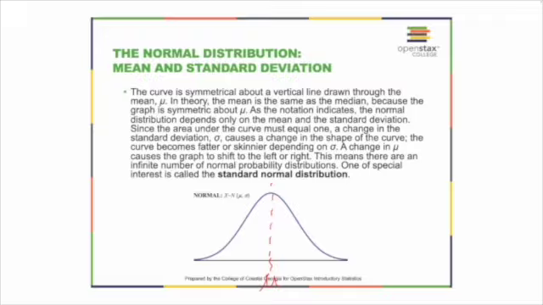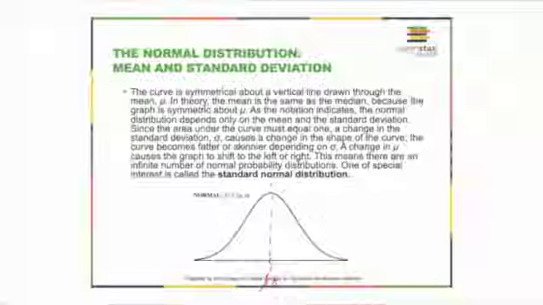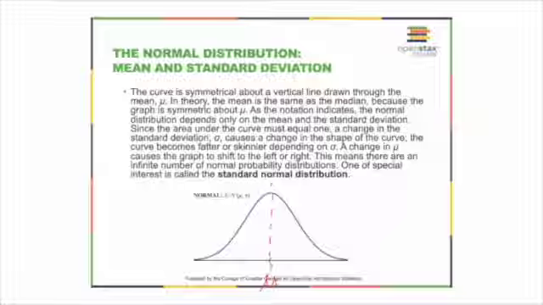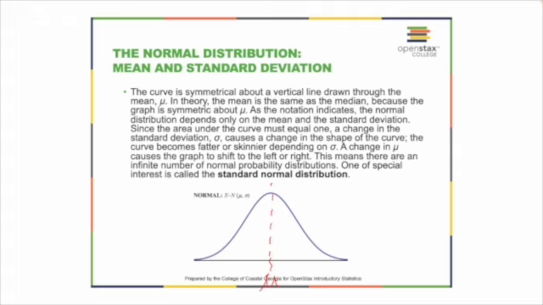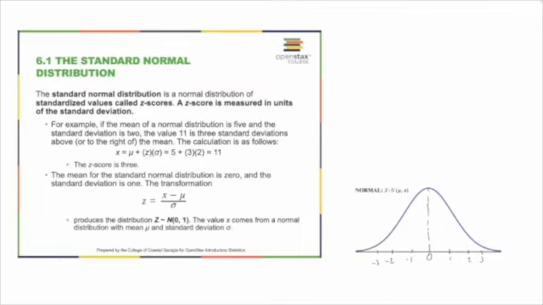As the notation indicates, the normal distribution depends only on the mean and the standard deviation. Since the area under the curve must equal 1, a change in the standard deviation causes a change in the shape of the curve. The curve becomes either fatter or skinnier depending on the standard deviation. A change in the mean would shift the graph to the left or the right. This means that there are an infinite number of normal probability distributions. However, one special one is called the standard normal distribution.